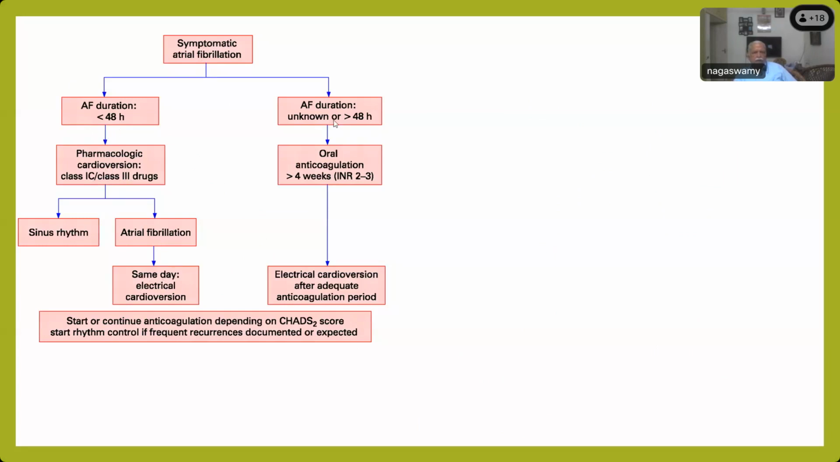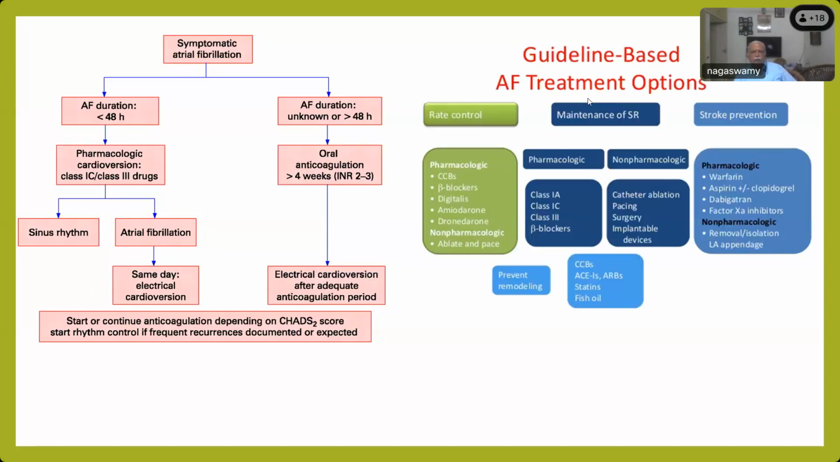But if the AF is more than 48 hours, first you start oral anticoagulation and then finally only you go for cardioversion. So less than 48 hours, first try to correct pharmacologically, if failed you go for cardioversion. No anticoagulation within the first 48 hours. After 48 hours, first anticoagulation, then only cardioversion. This should be very clear in your mind.